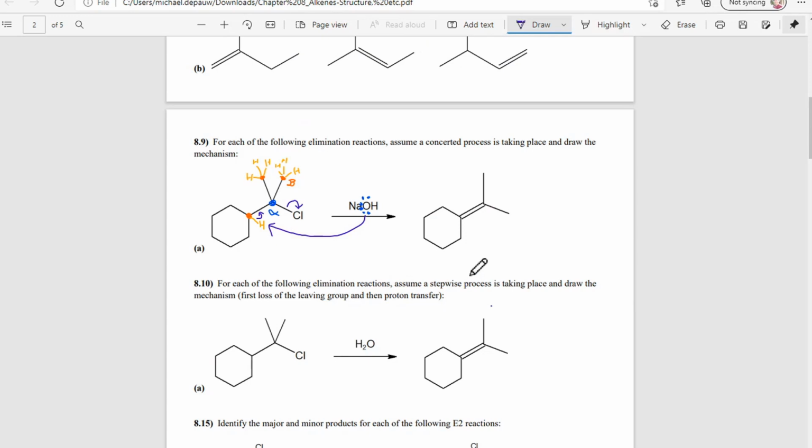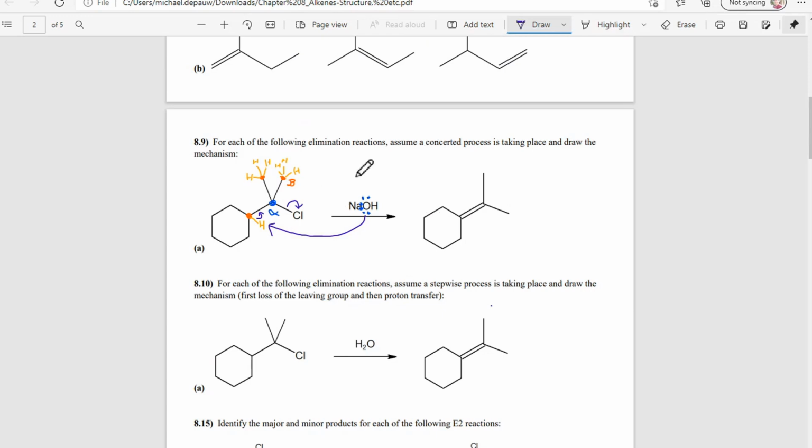Now, could it have ripped off one of those hydrogens above? It could have, but that would have resulted in the loss of that chlorine. Either one of those above ones would have caused the loss of a chlorine, just like this one. It would have just pushed the double bond. The double bond would be here or here instead of here.